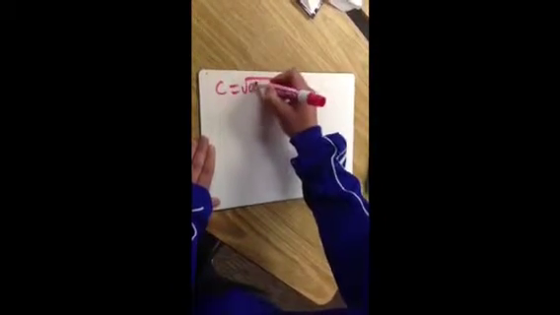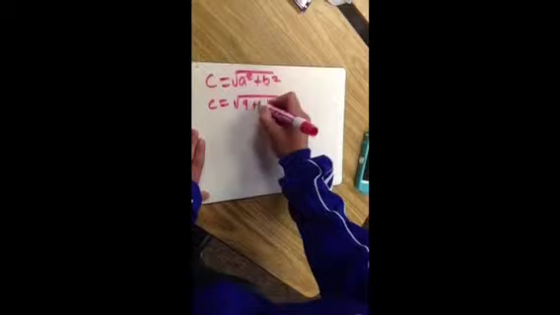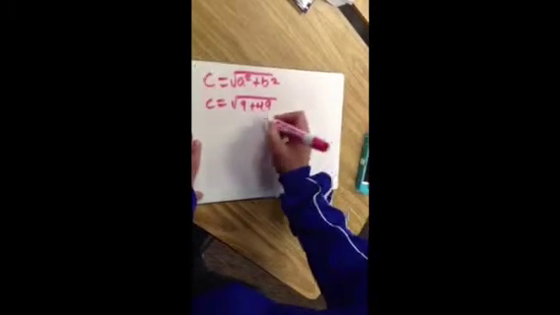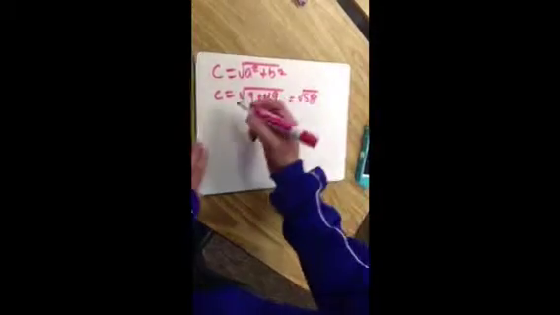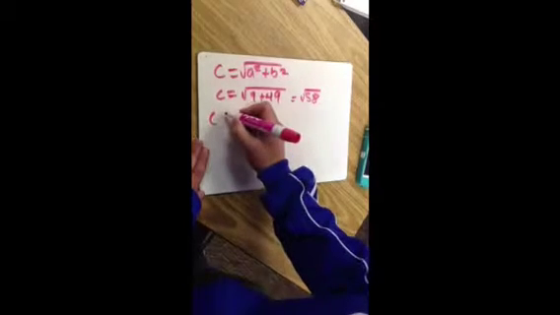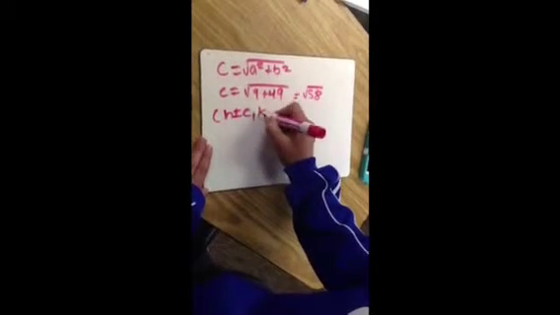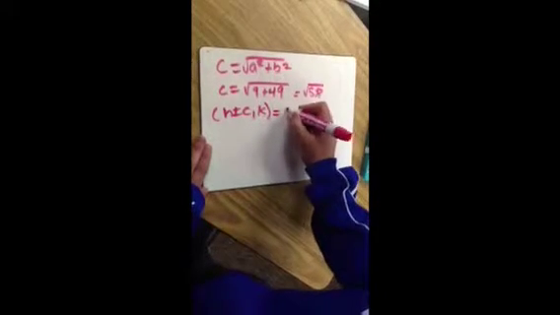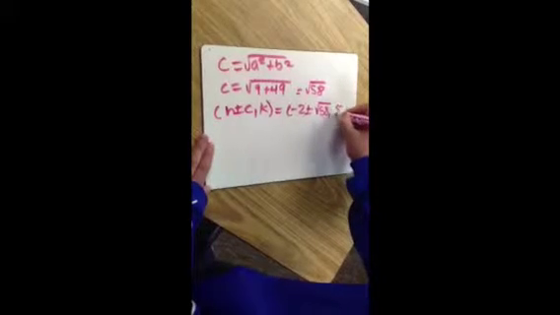And then the foci. c equals the square root of a squared plus b squared. So c equals the square root of 9 plus 49, from a and b, and that equals the square root of 58. The formula for the foci is h plus or minus c, comma k. So that equals -2 plus or minus the square root of 58, comma 5.